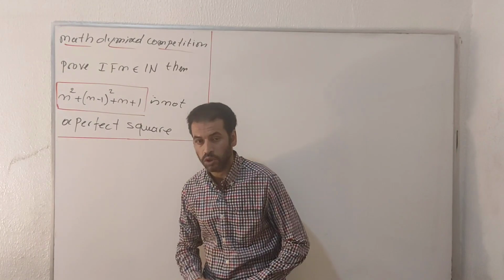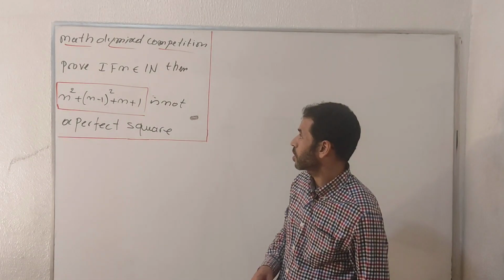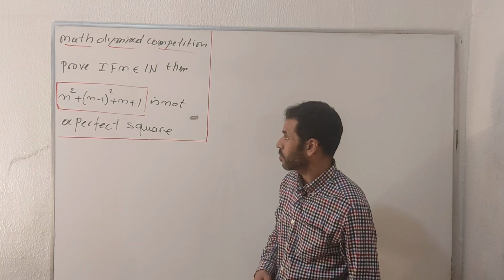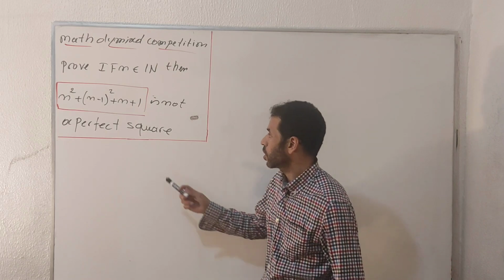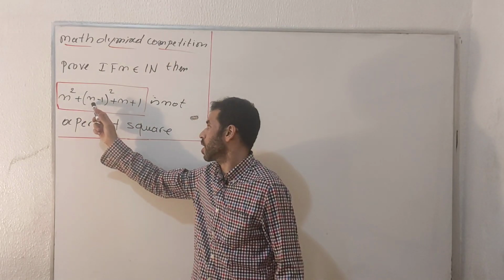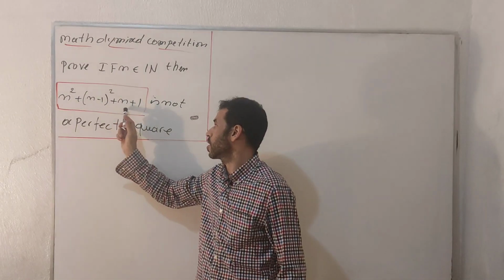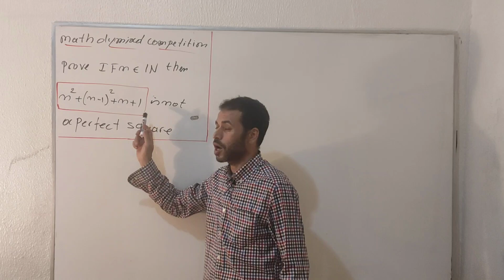In today's video, I would like to introduce a very nice problem of a mathematical Olympiad competition. Here is the following setup. Prove that if n is a natural number, then the expression (n² + n − 1)² + n + 1 is not a perfect square.